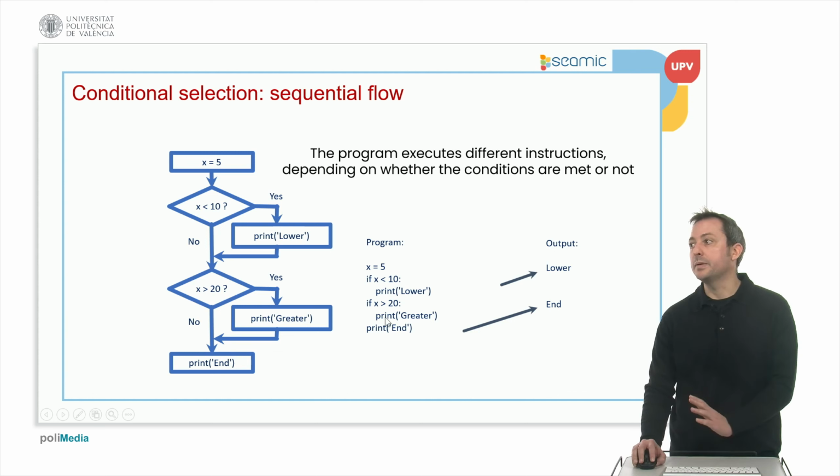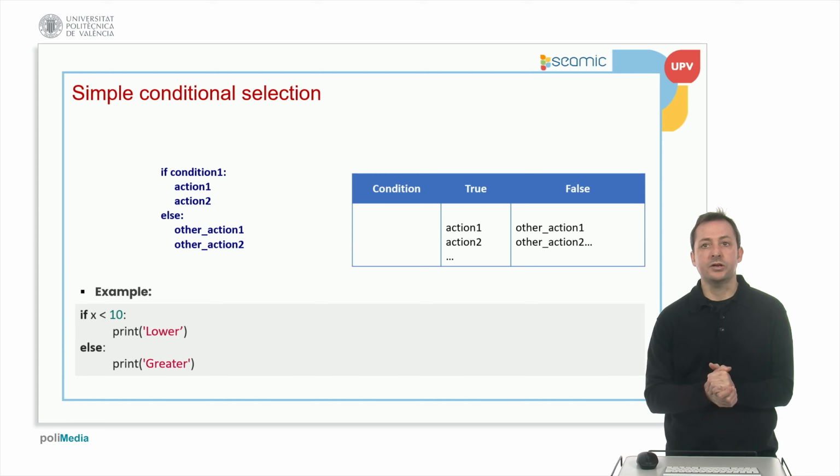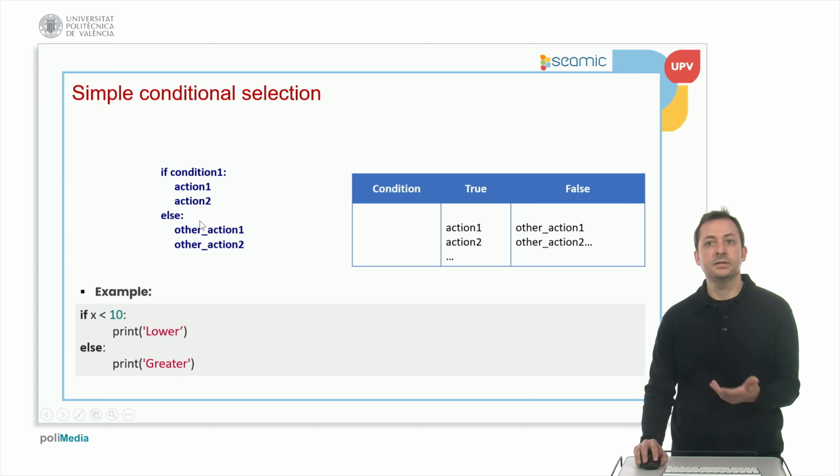So this if statement, if instruction, can be complemented by an else block of code. In this case, we use the else statement to perform different actions that we want to carry out in case that the condition of the if is not satisfied. So, if condition 1 is satisfied, we perform action 1 and action 2. Otherwise, the else block will be executed. That is, these actions are carried out in case that condition 1 is not satisfied.